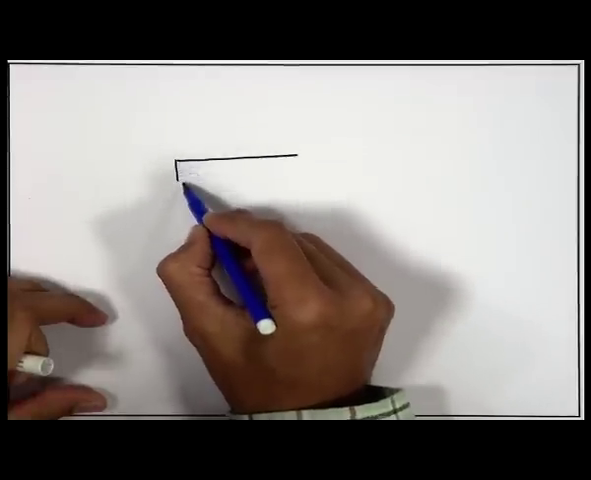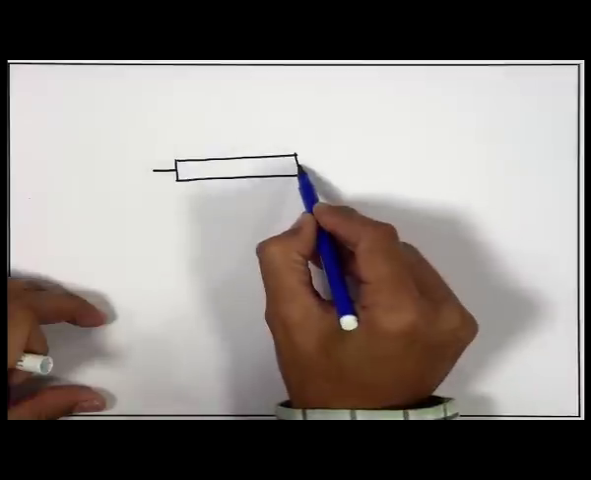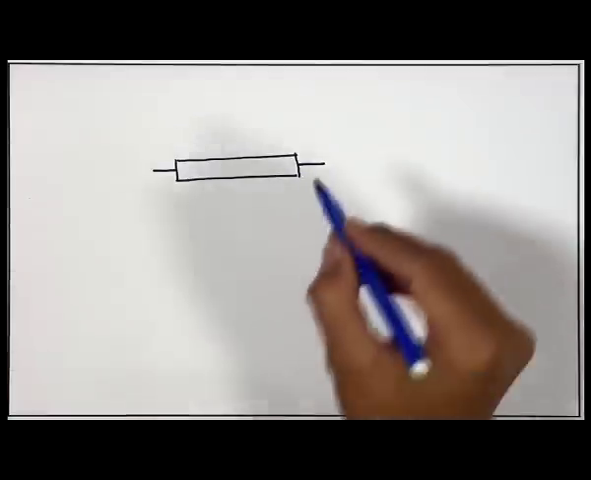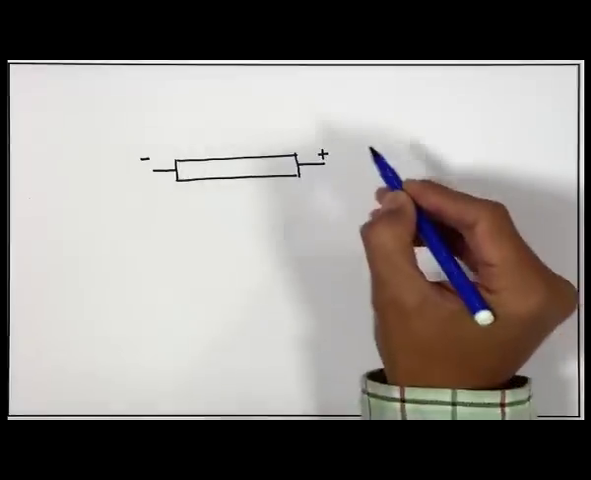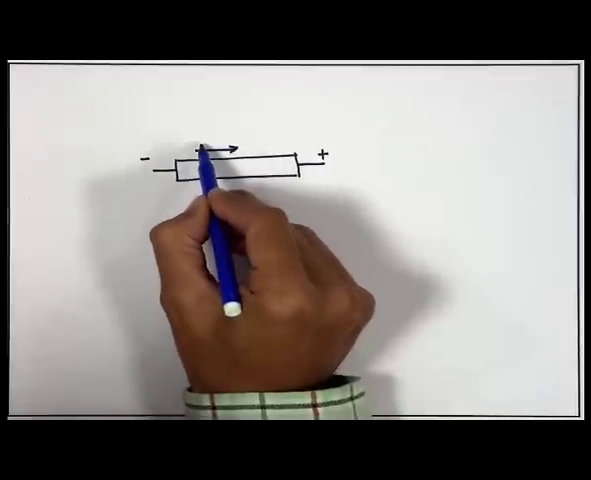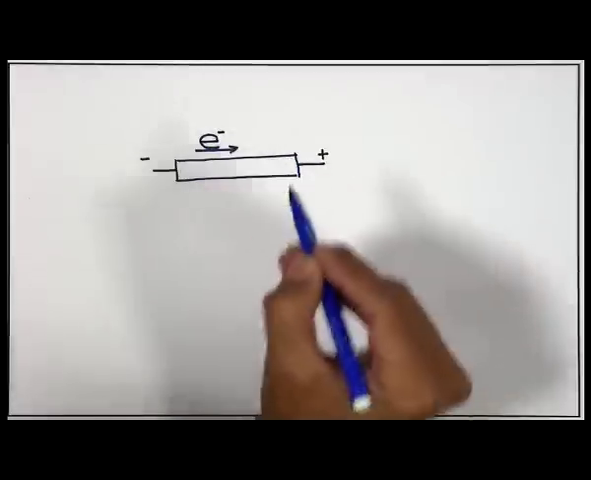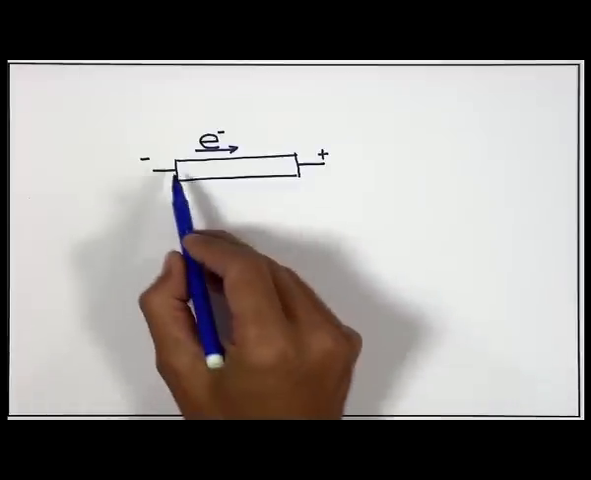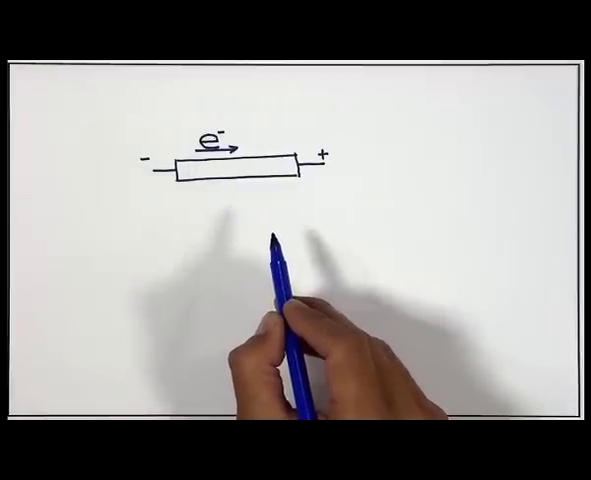Now, in metallic conductors, what is happening? Suppose this is a conductor. You are applying some potential difference across this circuit. So, electrons are transported from this side to that side. As such, from outside there is no change in the material, that is, in the conductor.